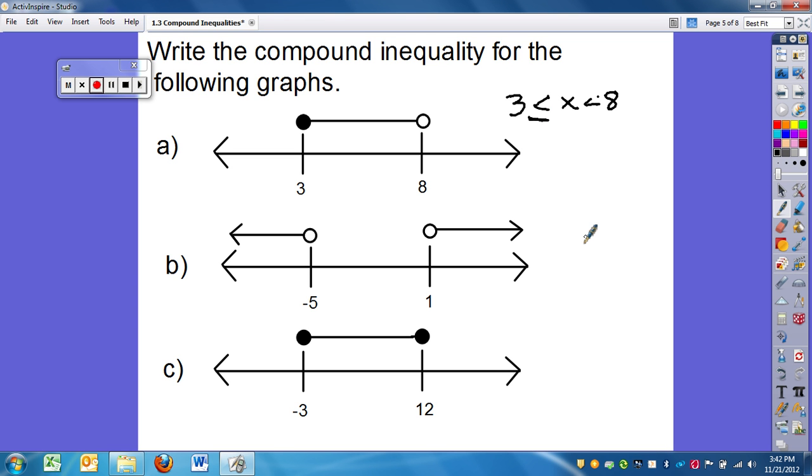B would be an "or" inequality. So I have negative 5, and x is less than negative 5, or, and you actually have to write the word "or" in the inequality. We can't write it like an "and." x has to be greater than 1, and neither one is equal to, since they are open circles. C, we have negative 3 and 12. This is an "and" inequality because we have a range. We put the x in the middle. x is greater than or equal to negative 3, but it's also less than or equal to 12.